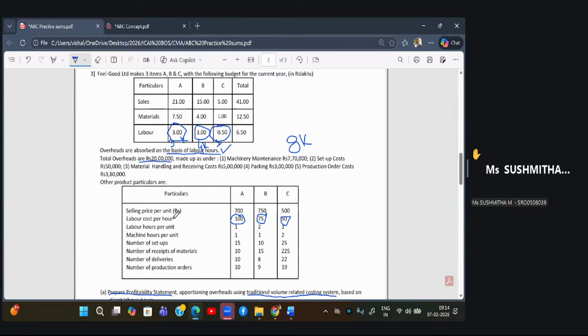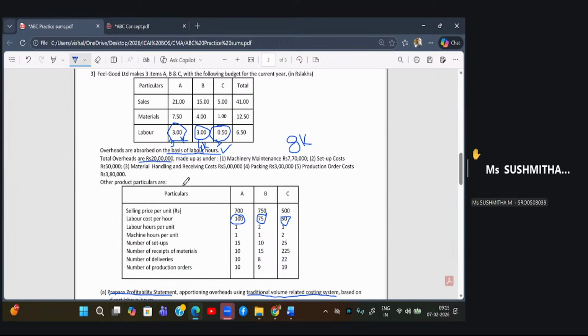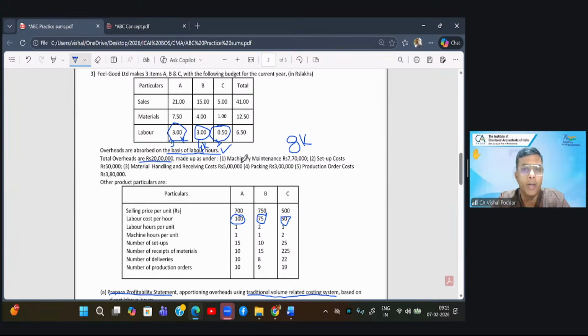Done. Now you will go to ABC where now you will take each of these. Now what is interesting, students, here? I hope everybody understood the traditional part, up to profit. Now I am on the second part, which is ABC. Now in ABC, you have five activities. First activity is machine maintenance. Second is setup. Third is material handling. Fourth is packing. Fifth is production order.